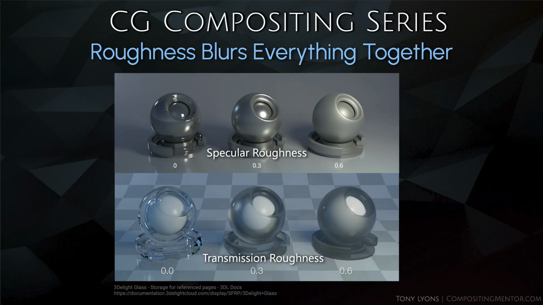One of the reasons why the renderer chooses not to break up this indirect specular or indirect transmission pass might have to do with the fact that both have a roughness setting, and when you increase the roughness setting, everything becomes blurred together and therefore not as useful to break apart because it's all just blended into one.